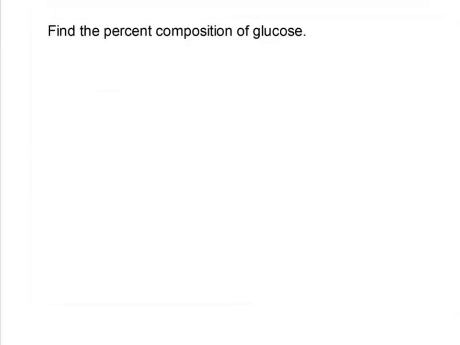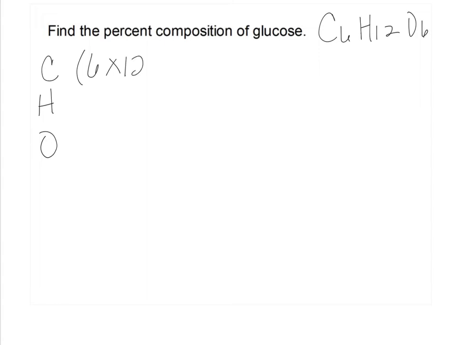So let's find the percent composition of glucose. The formula for glucose is C6H12O6. So we'll do this. We've got carbon, hydrogen, and oxygen. We've got 6 carbons, and 1 carbon weighs 12.01. So that gives me a total of 72.06.